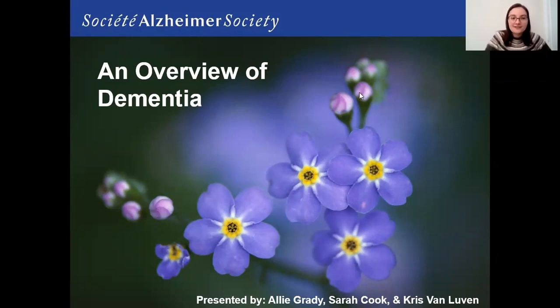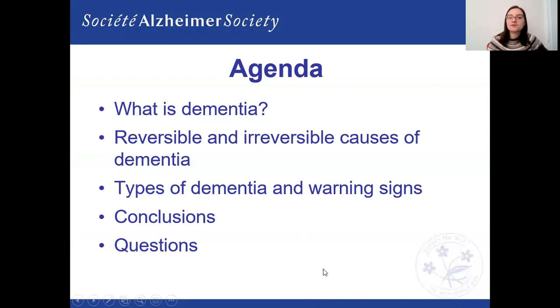So let's get started. Just a quick agenda of what we're going to talk about. We're going to talk about what is dementia. We're going to go through some of the different causes of dementia, like I said, the reversible and the irreversible causes. We're going to talk more about the types of dementia and some of the warning signs, and then some conclusions, and again, some time for questions at the end.